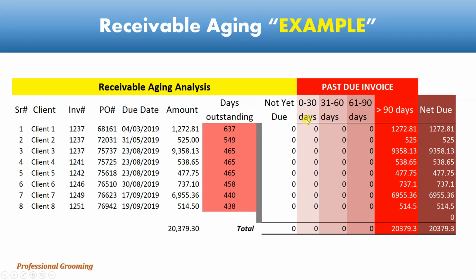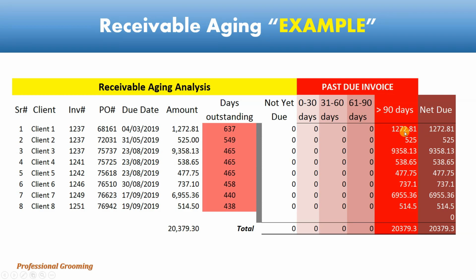If the invoice is between 0 to 30 days delayed, this invoice will come here, the amount will come here. If 31 to 60 days delay, the amount will show here. If 61 to 90 days delay, then the amount will show here. If more than 90 days delayed, the amount will come here.